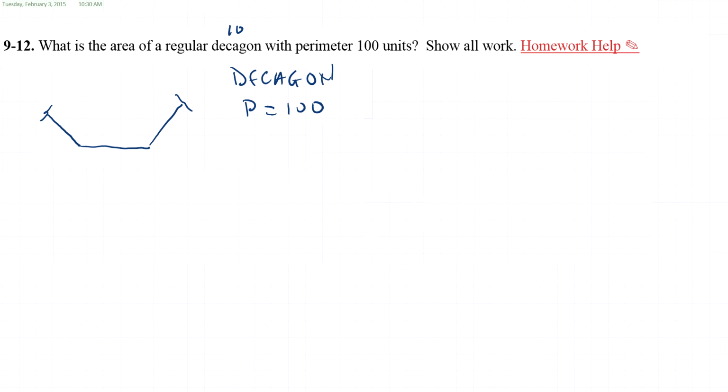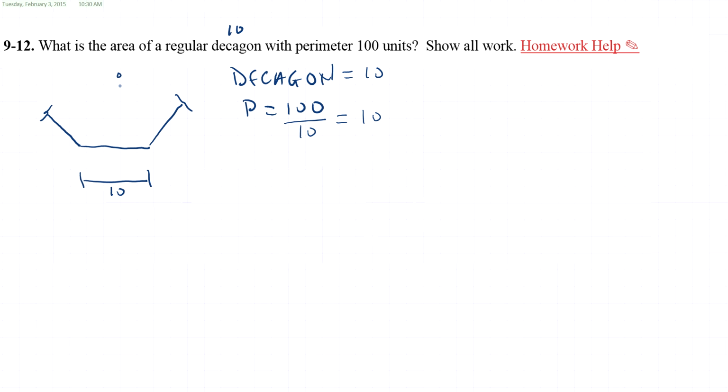Well, I know if a perimeter is 100, and I know that there are 10 sides on a decagon, if I take 100 divided by 10, I'm going to get 10. And so I know that the side length on this is 10 units. All right.